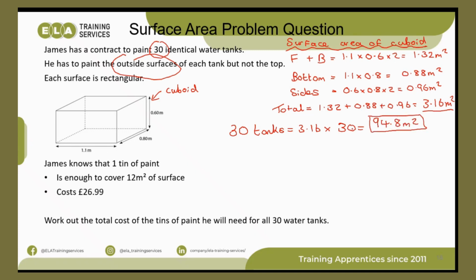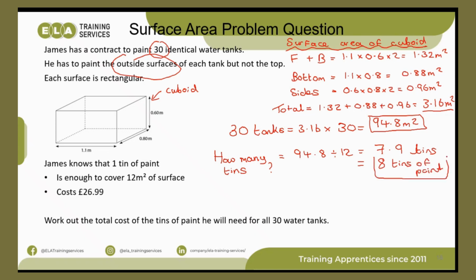Now we know that one tin of paint covers 12 metres. So how are we going to work out how many tins? Think about your area problem question. We are going to do how many 12s are in 94.8. So 94.8 divided by 12 gives us 7.9 tins. Can we get 7.9 tins? No. So we need 8 tins of paint.